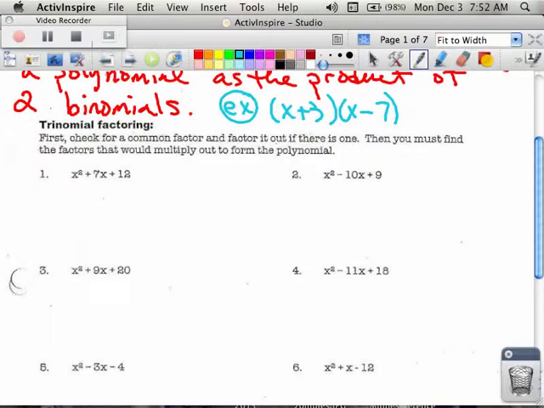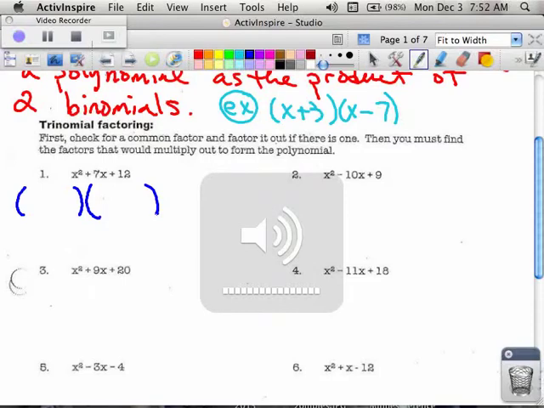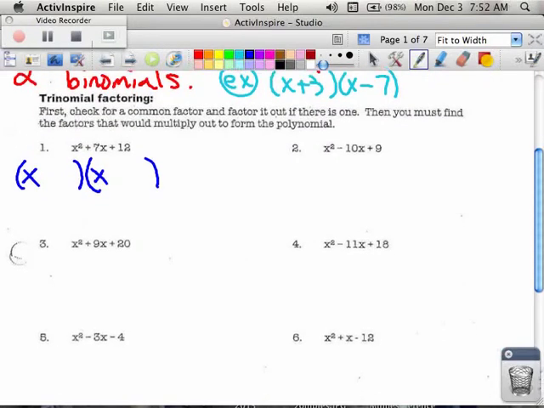So for example, as I look at number 1, in my head what I'm thinking is, does anything go into all three things? The answer is no. So then, I write down two parentheses. And as I write down these two parentheses, what I'm thinking to myself is, I see an x squared, so I need an x times an x to make that x squared happen. If you're ever in doubt, and you're not sure what to write down, that will always be your first step. Two parentheses with x's in the front.